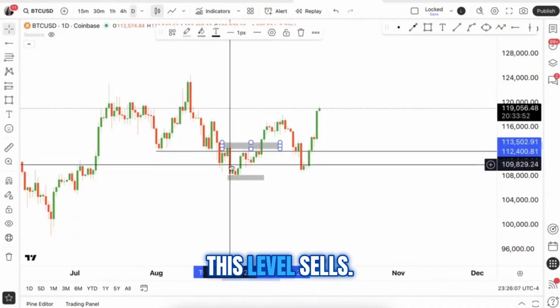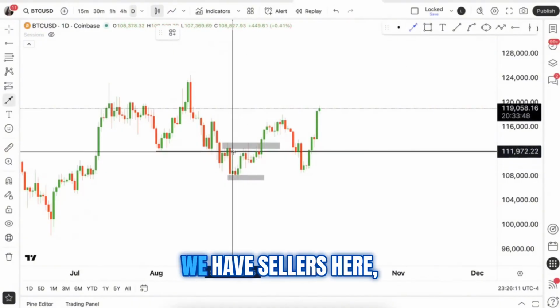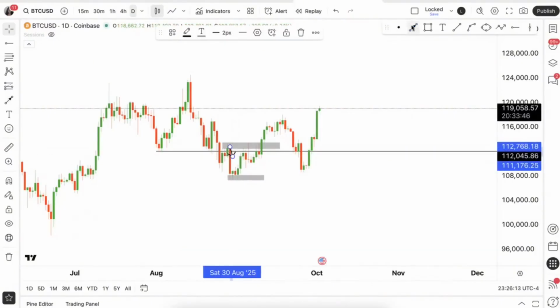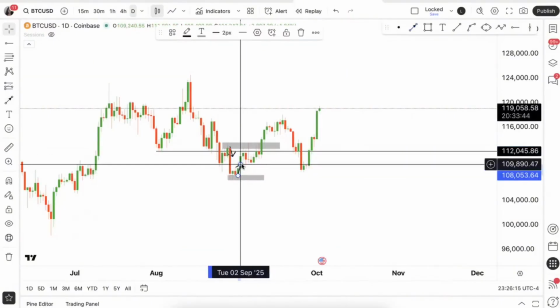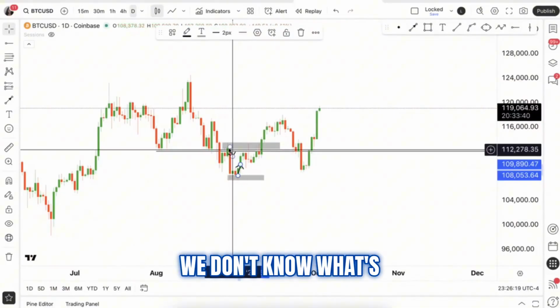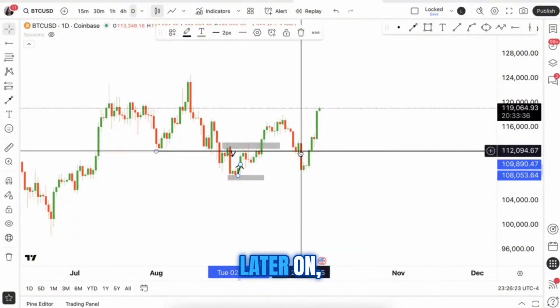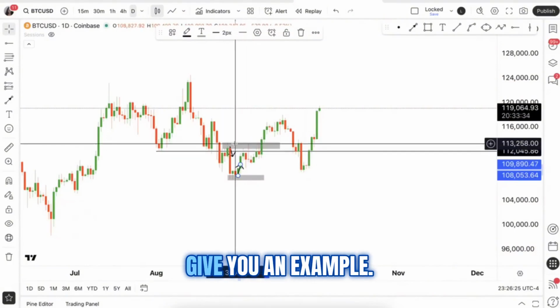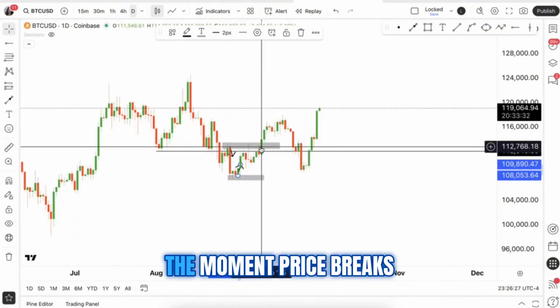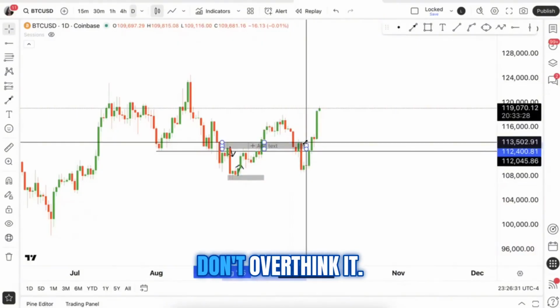This level sells. We get here. So in between this level, we have sellers here, buyers here. So no trade zone, right? We don't know what's going on. And yes, we're under this level for later on, which is going to sell, but I'm just trying to give you an example. The moment price breaks above here, anything above this level, no matter what, don't overthink it.